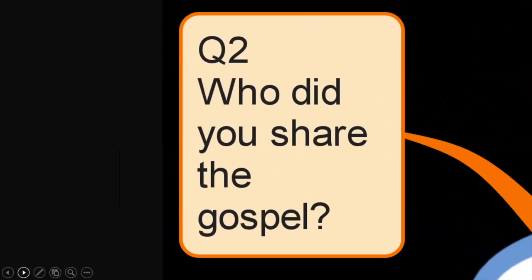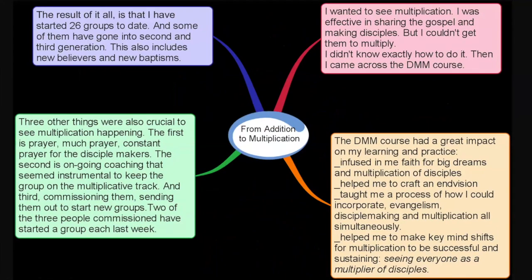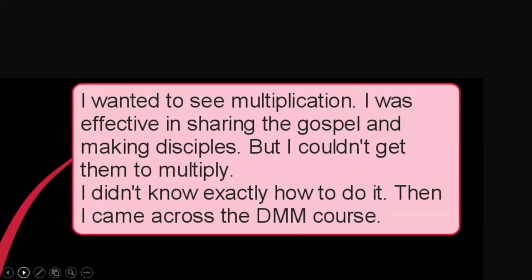Then the next question I asked them is, who did you share the gospel with in the last 6 months? Usually the answer is no one. And I tell them, let me show you how. And so that's how we started forming these groups and getting these groups to multiply. I wanted to see multiplication. I was effective in sharing the gospel and making disciples, but I couldn't get them to multiply, and I didn't know exactly how to do it until I came across the DMM course.